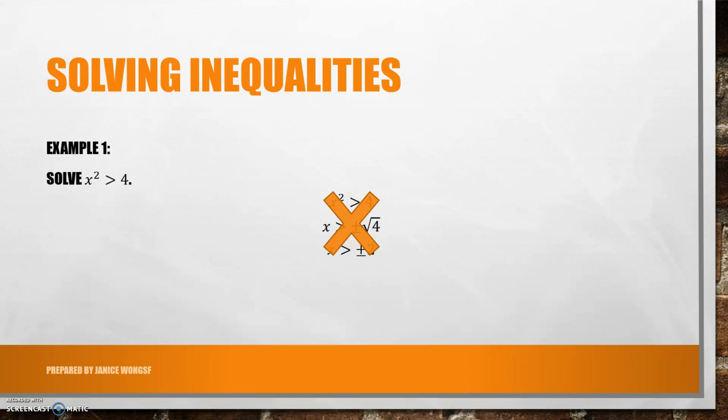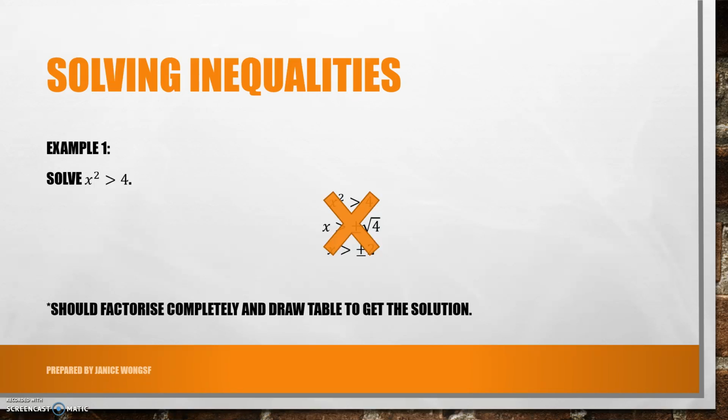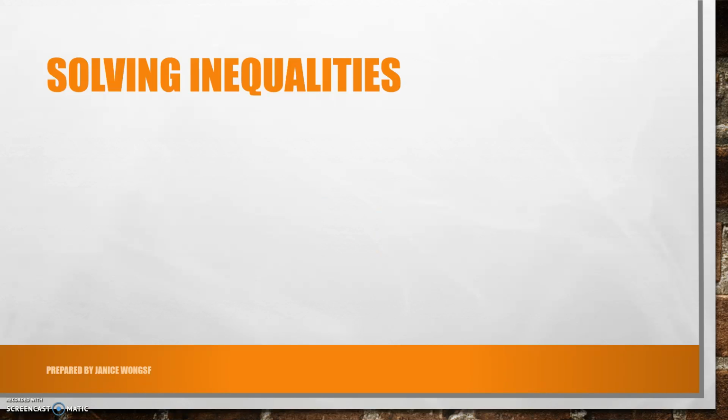Then what should we do? In solving inequalities, your first thing is to factorize completely. And then one of the alternatives to get the answer is by drawing a table to get the solution. So, to solve x squared more than 4, as I said, your first job is to fully factorize this term.